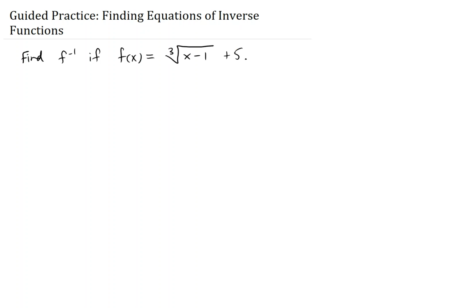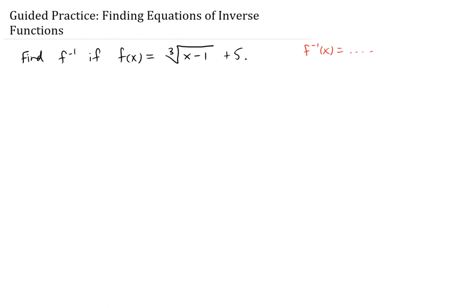So the important thing to know here is the relationship between f and f inverse. Now the first thing I want you to understand is the answer to this type of problem should look like f inverse of x equals and then some formula. Okay, so that's what we're working towards. So how do we get started?